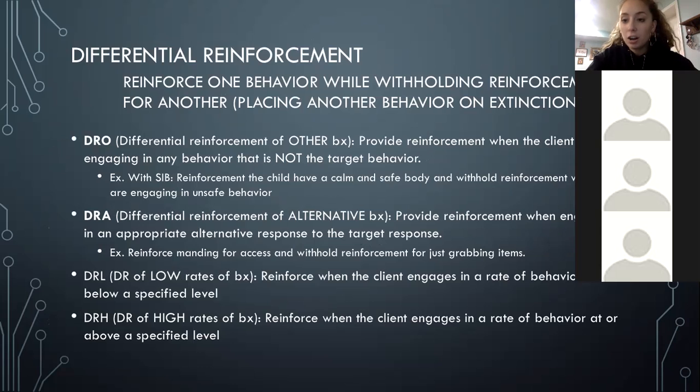So we've got a DRO and a DRA. There's a DRL and a DRH that we'll talk about, but the DRO and DRA is what we use the most. So DRO is differential reinforcement of other behavior. I've heard it also said as omission of behavior. So this is basically when you're going to provide reinforcement to the client when he or she is engaging in really any behavior that is not the target behavior.